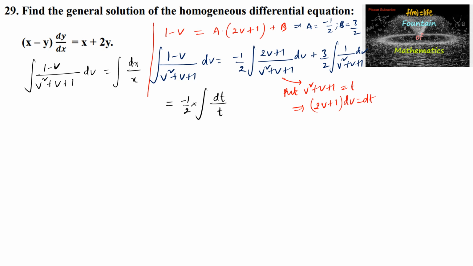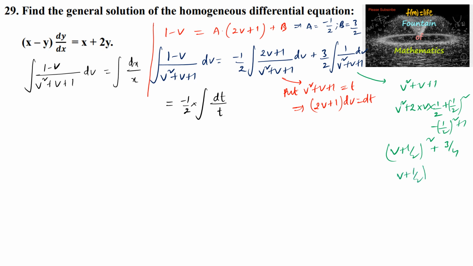And coming to the second integral, we have the denominator v square plus v plus 1. We can write it as v square plus 2 into v into 1 by 2 plus (1 by 2) whole square, and again minus (1 by 2) whole square plus 1. Or we can write (v plus 1 by 2) whole square, and here 1 minus 1 by 4 is 3 by 4. That is (v plus 1 by 2) whole square plus (root 3 by 2) whole square. So we can just consider plus 3 upon 2 integral 1 by (v plus 1 by 2) whole square plus (root 3 by 2) whole square dv.